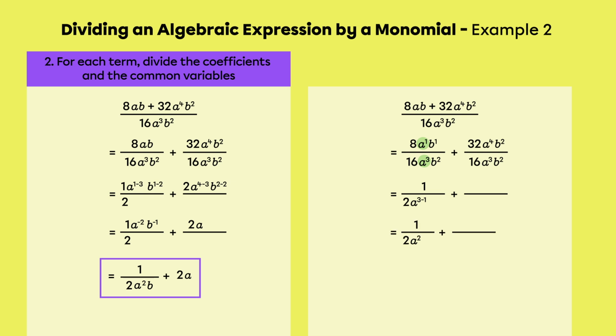In other words, we subtract from where there is more. This way, you automatically get a positive exponent in the correct place. For variable b, it's the same thing. Subtract 2 minus 1 in the denominator, rather than in the numerator. This gives b to the power of 1, or just b. For the second term, do the same as before. The final answer is still 1 over 2a squared b plus 2a.